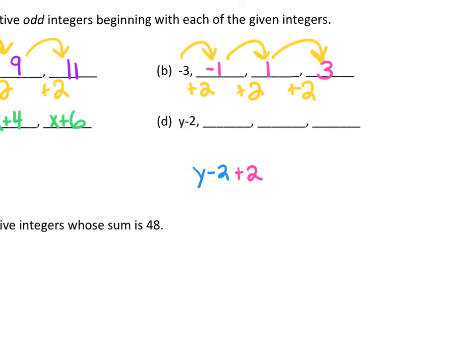Well, y minus 2 plus 2, those cancel out, and we are going to be left with y for our next consecutive odd integer. To go on to the next odd integer, again, we still have to add 2. We're skipping over that even number and getting to the next odd, so this is going to be y plus 2. And when we add 2 again, we're going to get y plus 4.